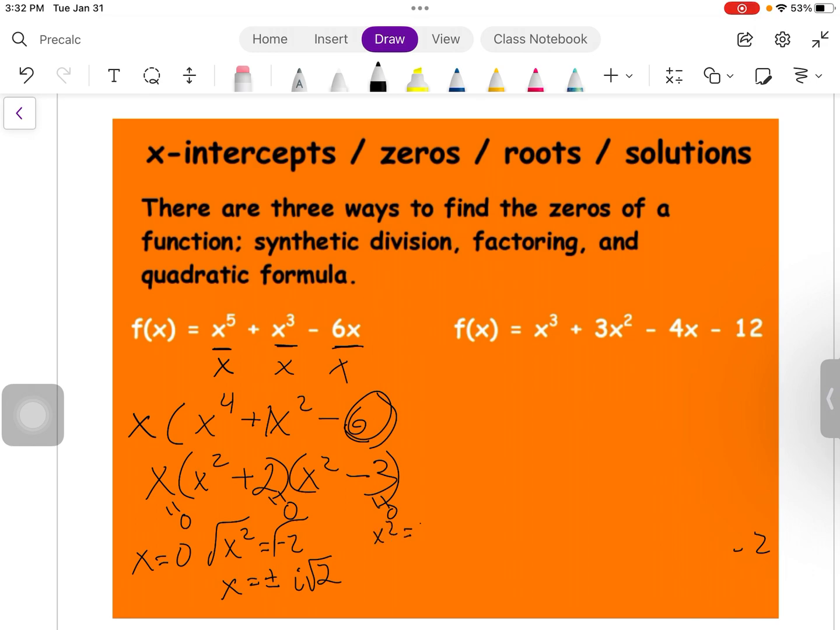Okay, x squared, I'm going to add 3. Now I'm taking the square root of a positive number, so I get x is equal to a positive and a negative square root of 3. So 5 roots, but not 5 x-intercepts.